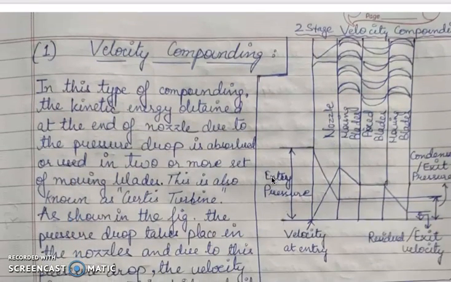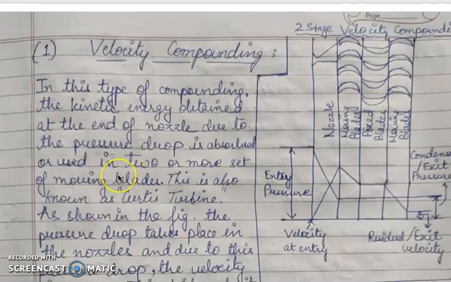So I'm discussing them one by one. First, velocity compounding. What is velocity compounding? We have to divide the velocity of the steam into certain steps, as is clear from the name. Now we are discussing the pressure and velocity changes first in the single stage turbine, and then we'll see how it can be compounded using velocity compounding.